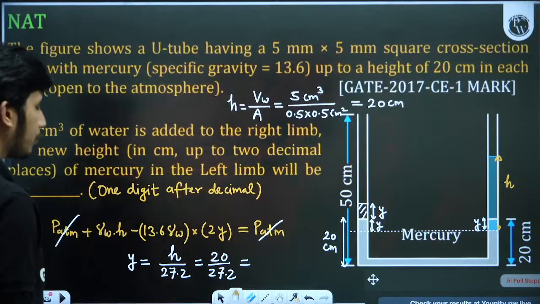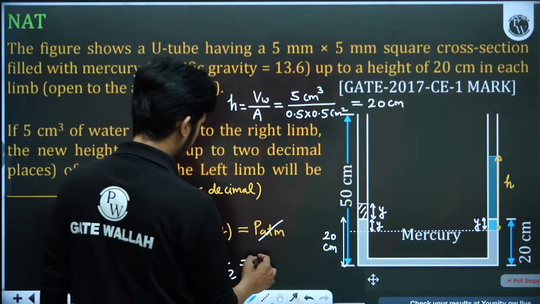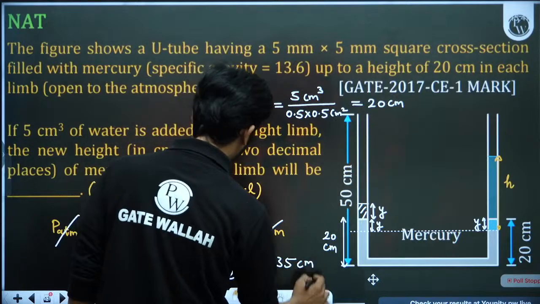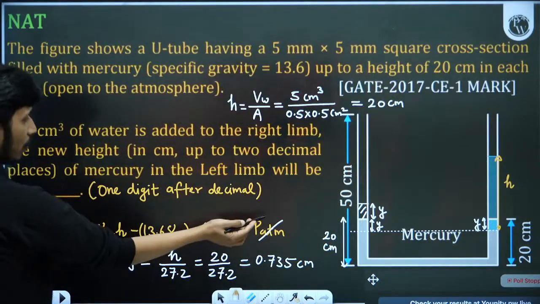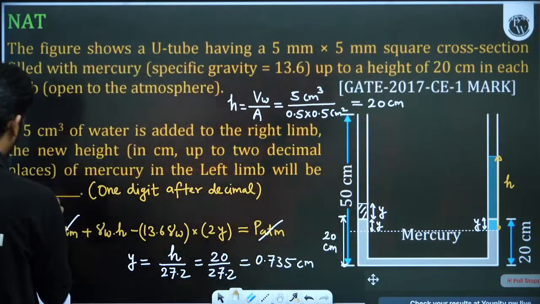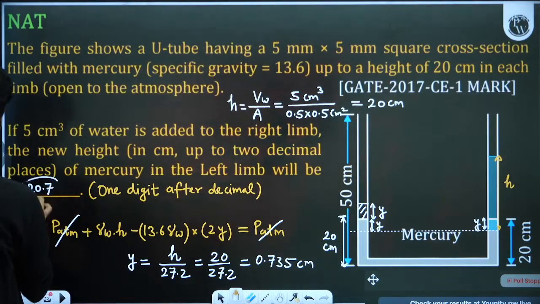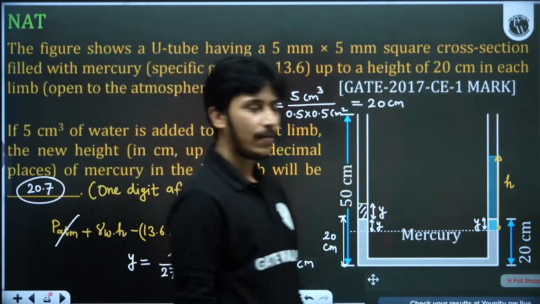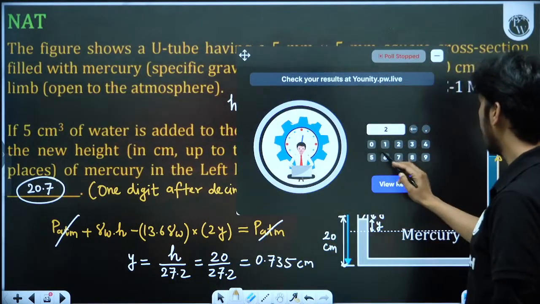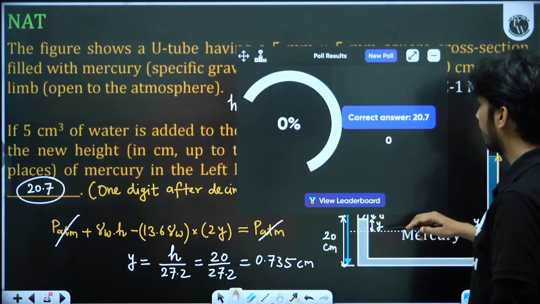Okay, so 0.735. So the new height, this is in centimeter. The new height will be 20 was already there. So from 20 it is how much it is raised? It is y rise. So 20.735. So we will give 20.7 as answer, because one digit I have asked. So we will give 20.7 as answer. 20.7 will be the answer.